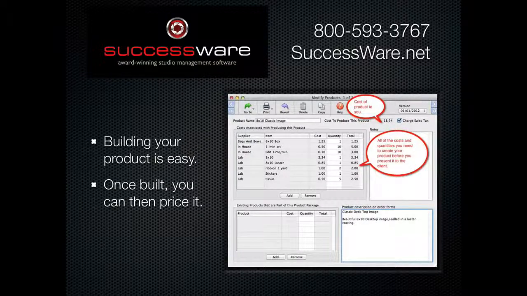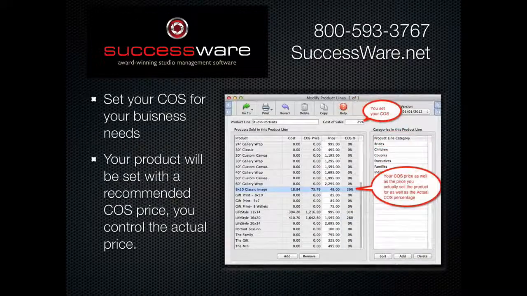In Successware, you can build your products easily by dissecting them. You can set your cost of sale and understand what that cost of sale to that product is. And then all you need to do is price it. Our product gives you the actual cost, and then it marks it up based on that cost of sale price, and then you set your price.